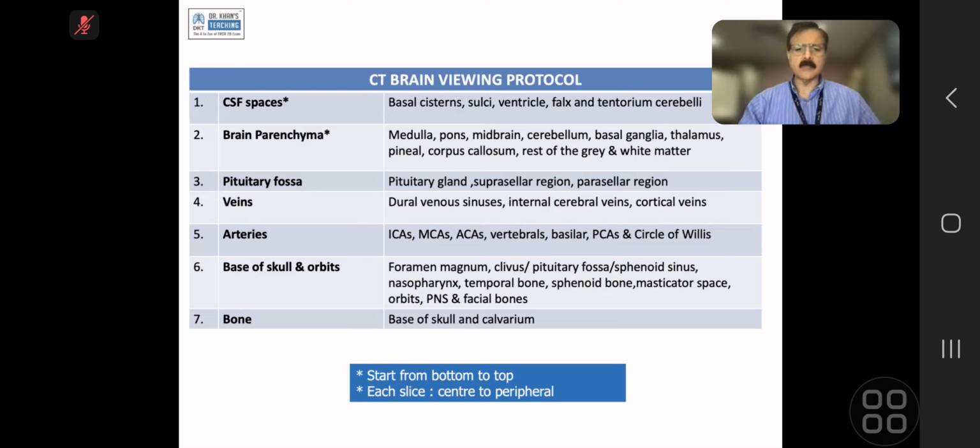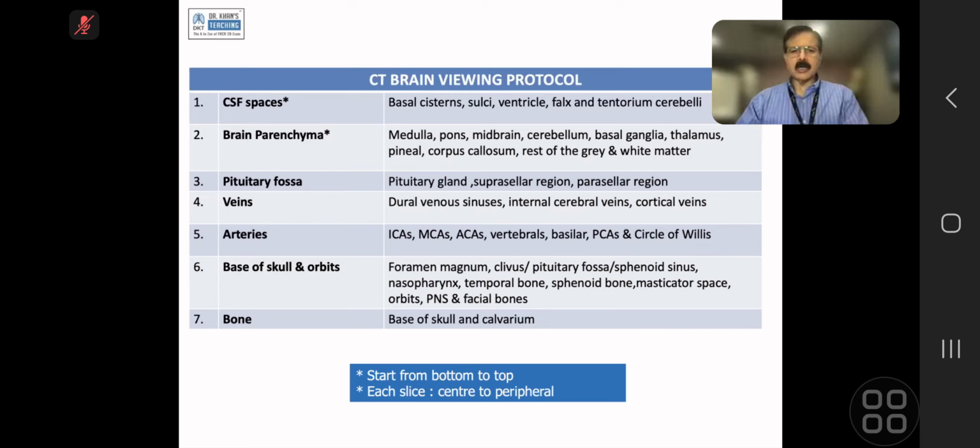You can take a screenshot again. I don't have time to go through it again, but please remember that in the exams, they are trying to check your viewing protocol, in a way satisfaction of search, are you a safe radiologist? Please always check arteries and veins, pituitary fossa, but please also remember to ask for the bone window and also look for extra-calvarial or extra-brain, extra-neuro types of findings also.